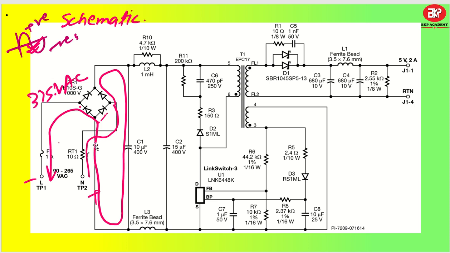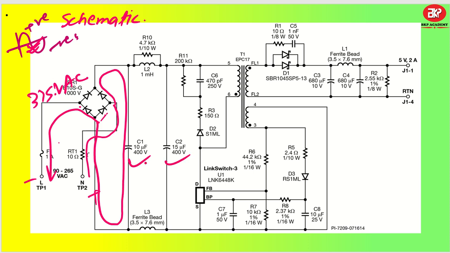So you have seen the positive half cycle as well as the negative half cycle, and you can see in both directions there is a path to charge the capacitor C1. Okay, so C1 and C2 are the bulk capacitors as well as they are working as filter capacitors, like ripple filtration, so ripple removal. So this is how these two capacitors are being used.